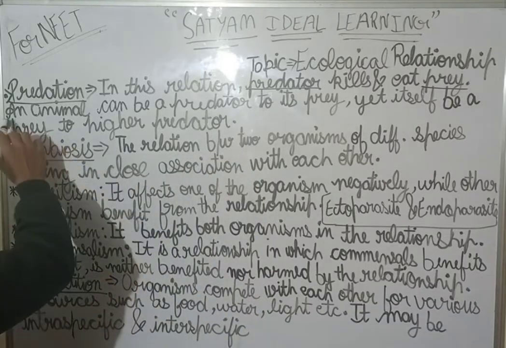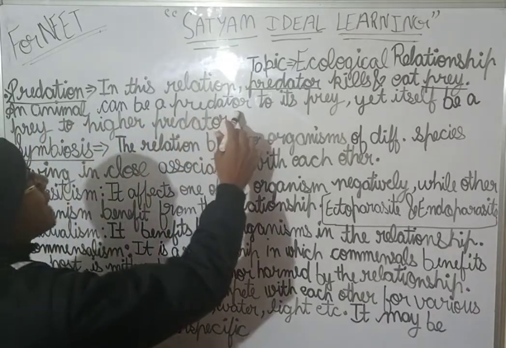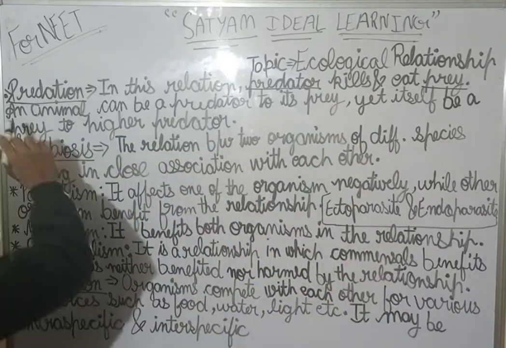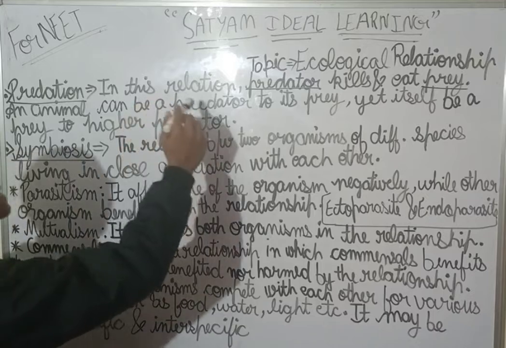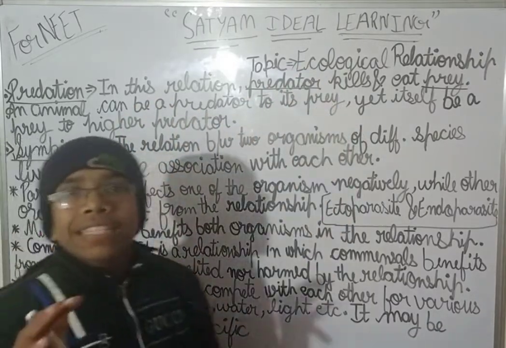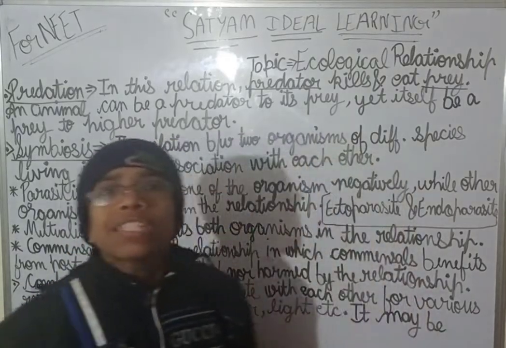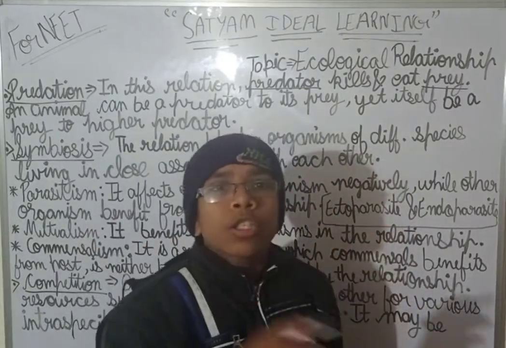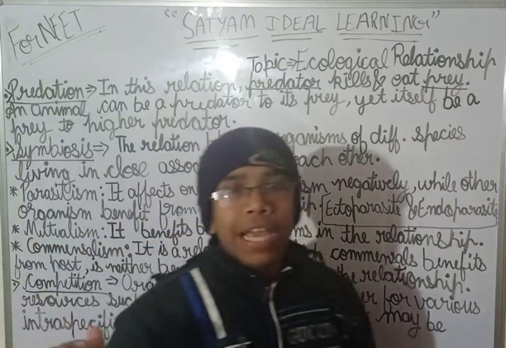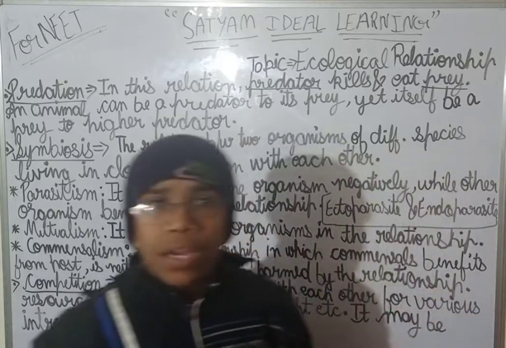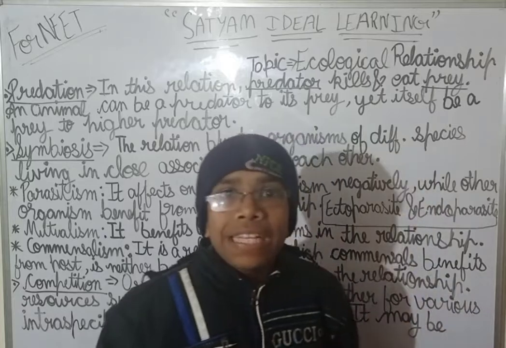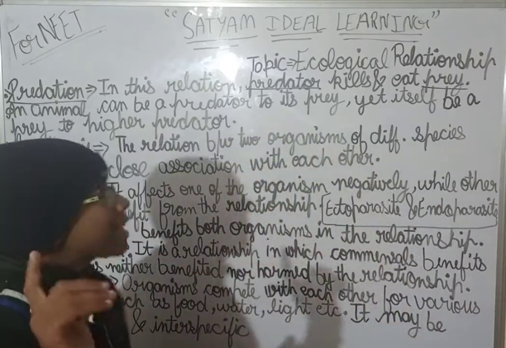Now listen very carefully, guys. An animal can be a predator to its prey. Like a snake. Snake is the predator to its prey, frog. So the frog is the prey and the predator is the snake. I'm just giving an example.